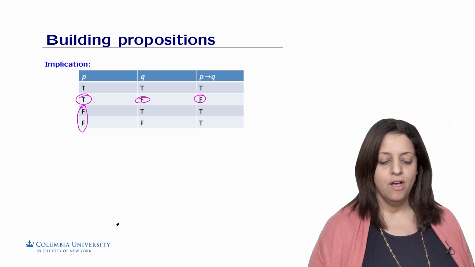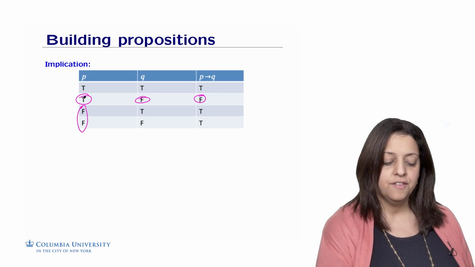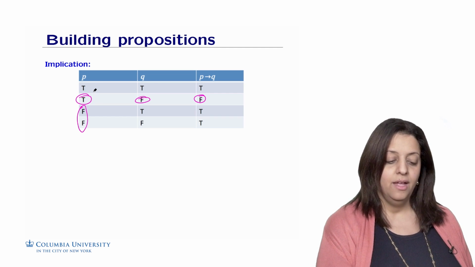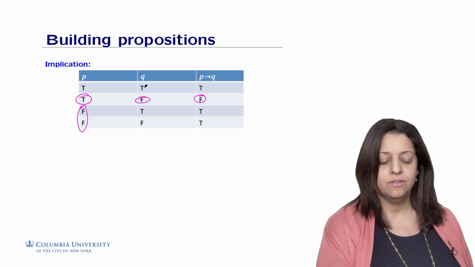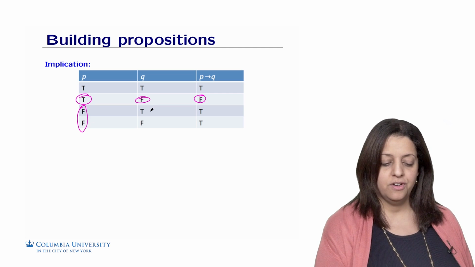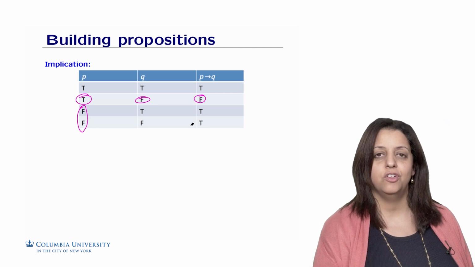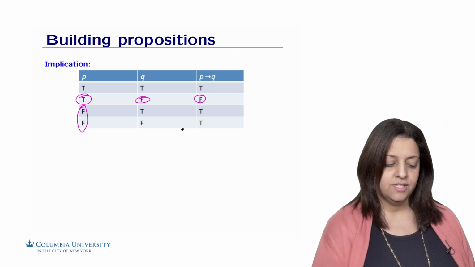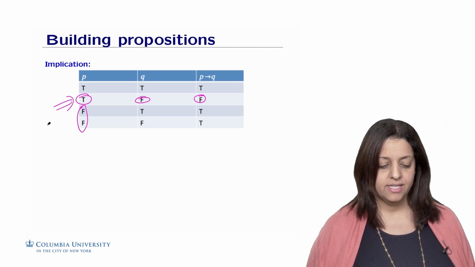So we're going to have false implies anything. The function will be true if P is true and Q is true, then the implication is true. If P is false, whenever Q is true or false, the value of P implies Q is true. So this is the only case where the implication is actually false.